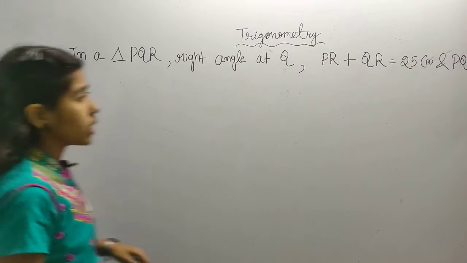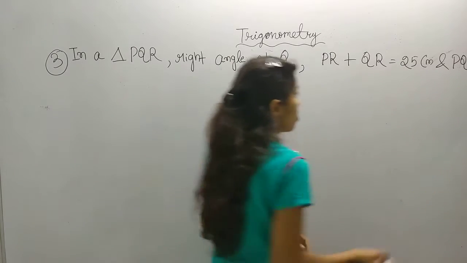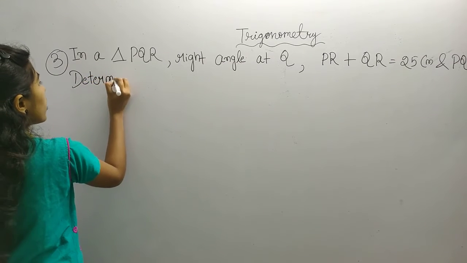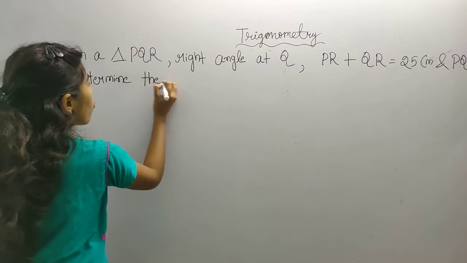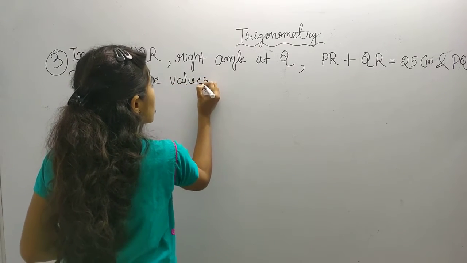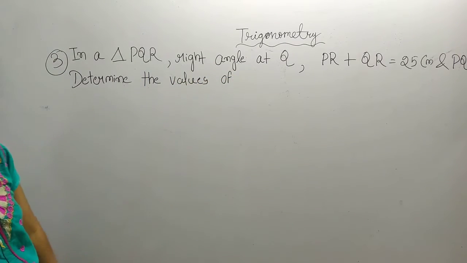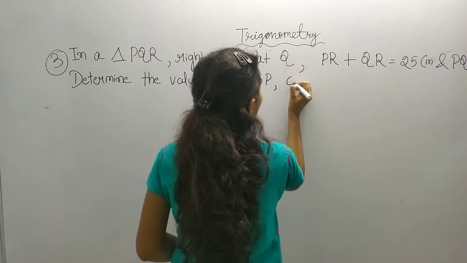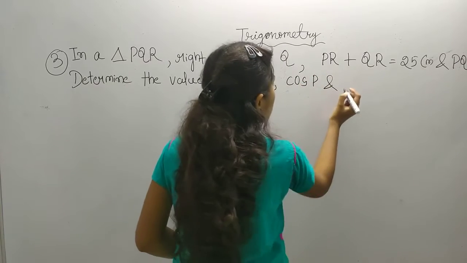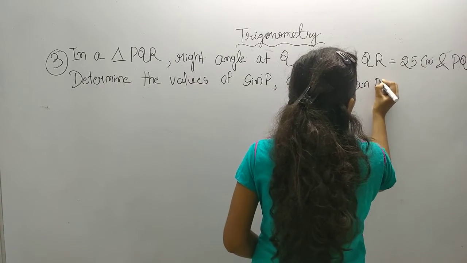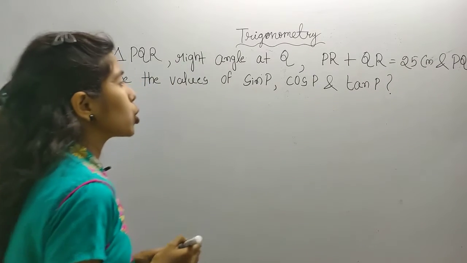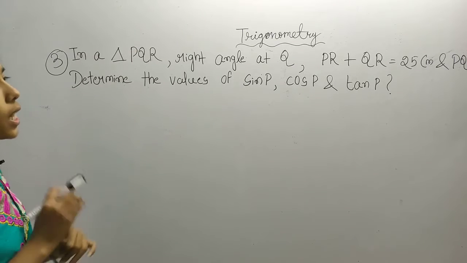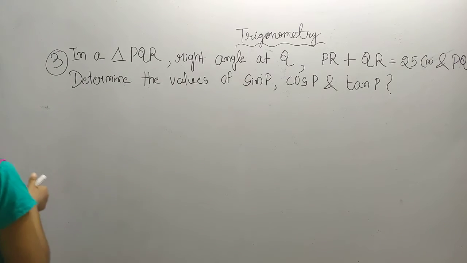Then we have to find, here it's given, determine the values of sin P, cos P and tan P. Okay? No worry about the question. You can see in triangle PQR, right angle at Q. Okay, no problem. Let's do the solution.